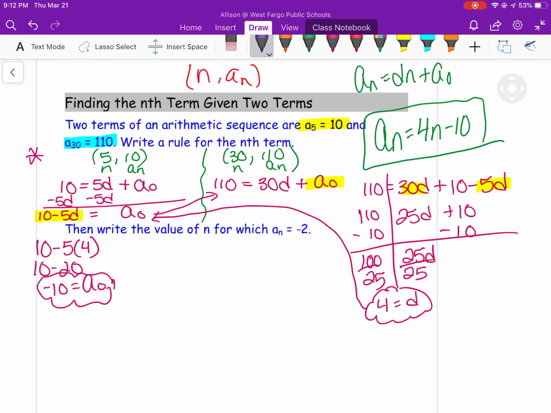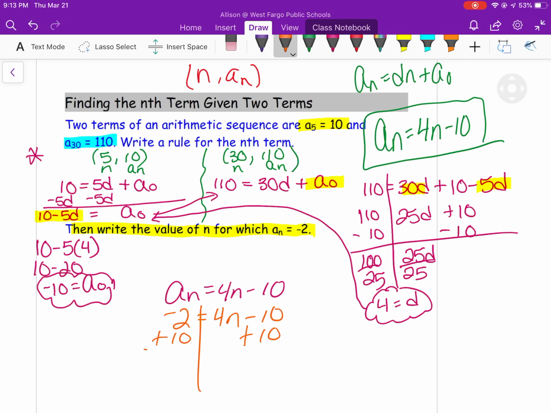Now, this question here, then write a value for n for which a sub n equals negative 2. Essentially, it's asking you to plug in negative 2. If you know that a sub n equals 4n minus 10, it wants me to plug in negative 2 for a sub n and solve for n. So I can solve for n by starting by adding 10 on both sides. I'm going to get 8 equals 4n, divide both sides by 4, and n would equal 2. So essentially, this is telling me that the second term is negative 2. When I plug in 2, it's the second term.